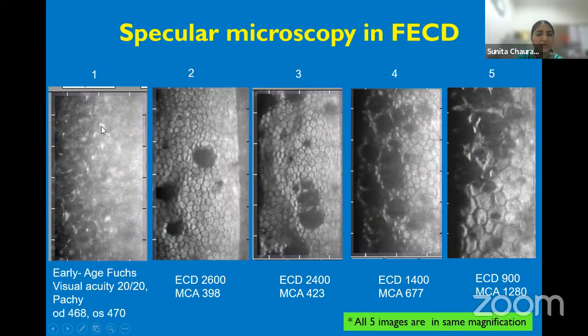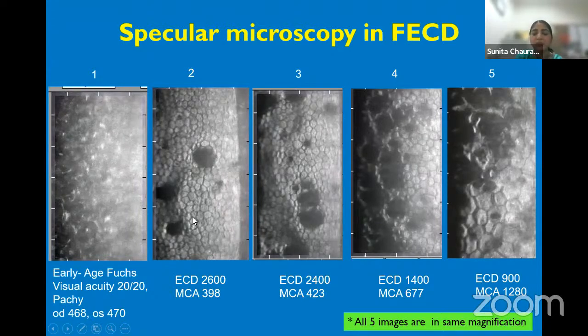We see the first image, which is non-analyzable. This is an early age Fuchs endothelial dystrophy where the visual acuity is 20/20. The patient did not have any complaints. He only had numerous Goutte, and because of this the image is non-analyzable, as we are not able to procure the image. The pachymetry was 468 and 470 in this patient, and the patient had nil symptoms.